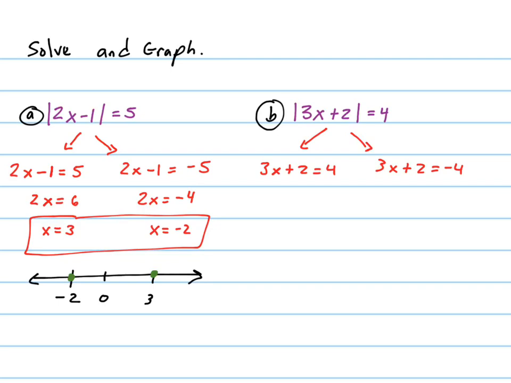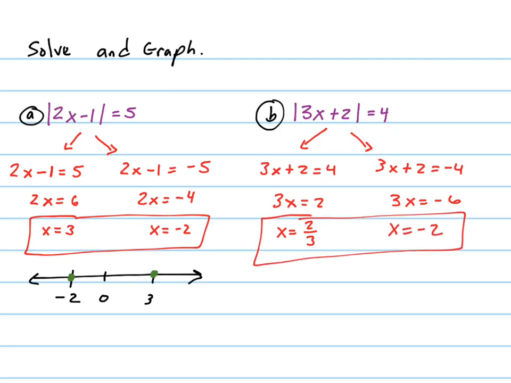So we're going to solve both of these. Just normal equations. Solve them as you would. You're going to subtract 2. So we've got 3x equals 2. Subtract 2. 3x equals negative 6. Divide by 3. X equals 2/3. Here we're going to divide by 3. X equals negative 2. So we've solved these.